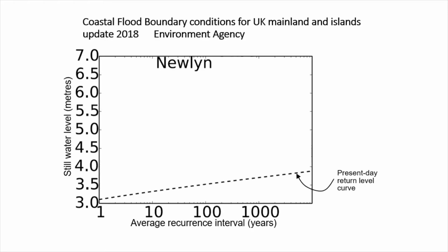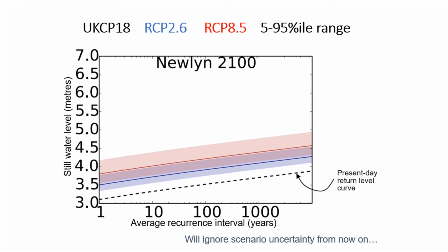This is the return level curve of still water level at Newlyn in the southwest of the UK under present-day mean sea level based on current government guidance. And here in red we have the same curve with the addition of the central estimate of mean sea level change to 2100 under RCP 8.5 for this location. The faint red shading shows the 5 to 95 percentile range of the projections.